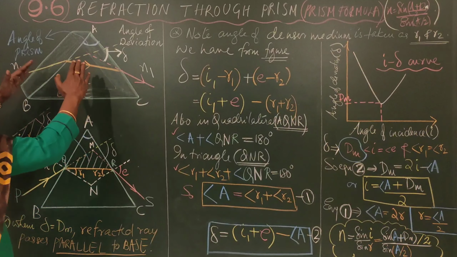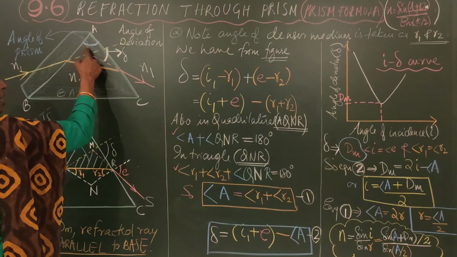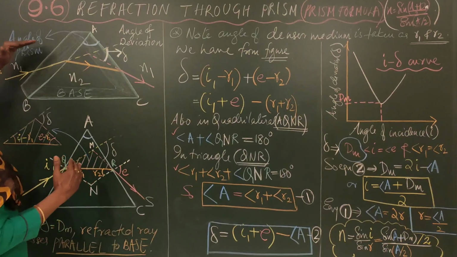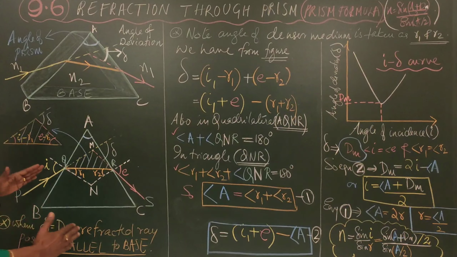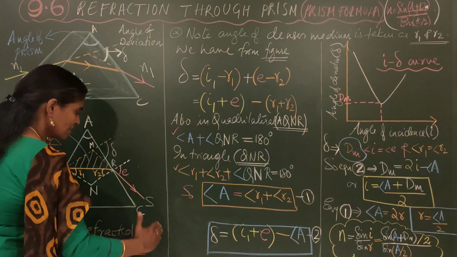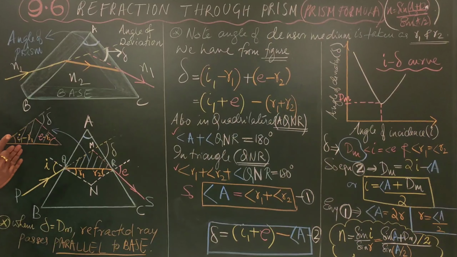So in this I have taken just the triangle ABC, and this angle between the two refracting faces is known as the angle of the prism. So here again two refracting faces, say AB, AC, and this is the angle of the prism A. Now the ray is denoted as PQ incident ray, QR refracted ray, RS emergent ray.